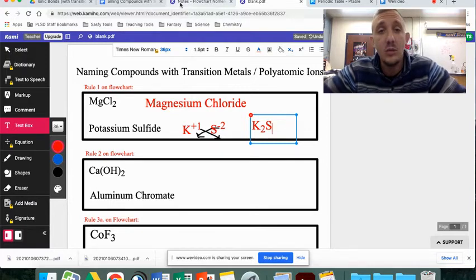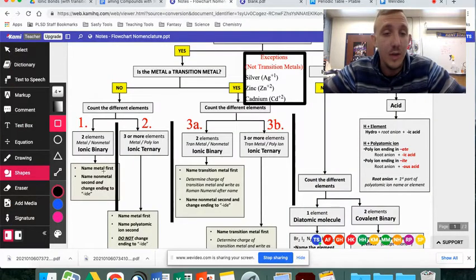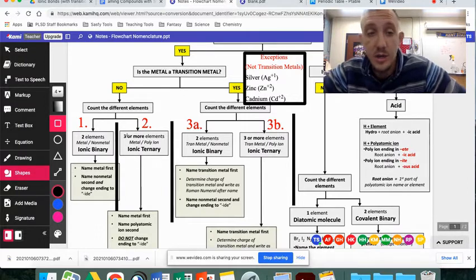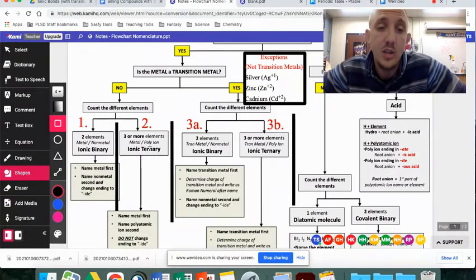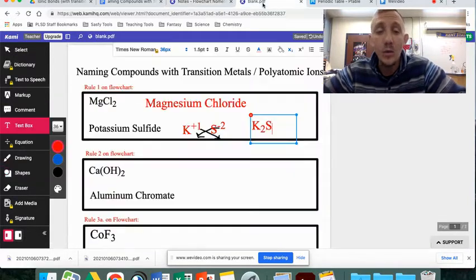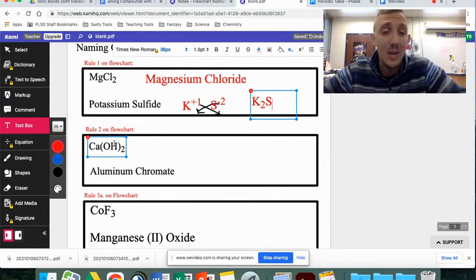And so that follows the rule for 2 elements. One's a metal, one's a nonmetal. Okay, now you guys just learned number 2. All right, and so you have a metal with a polyatomic ion. And how you can tell is you're going to have more than 3 elements.